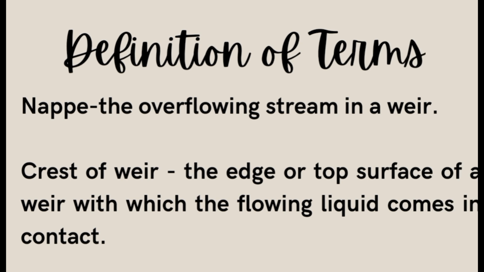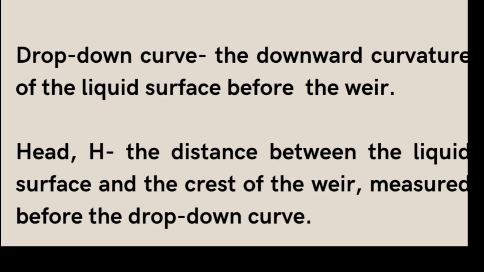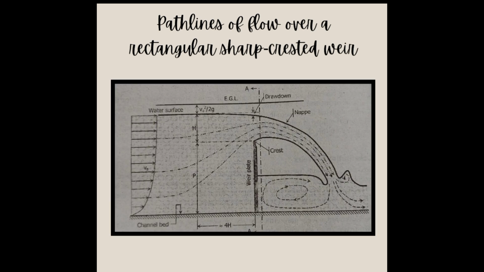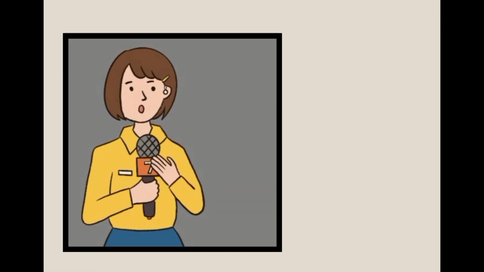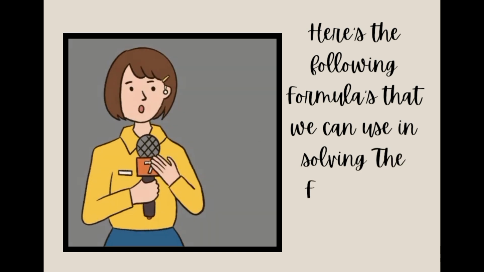Here's some definition of terms. Here's the path lines of flow over a rectangular, sharp-crested weir. Here's the following formulas that we can use in solving the fluid flow measurement in weirs.